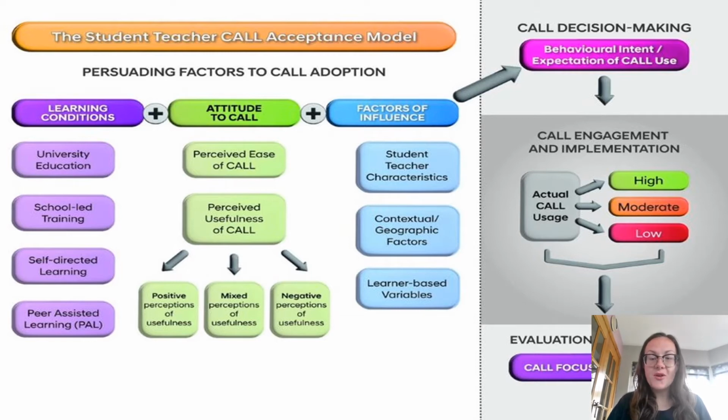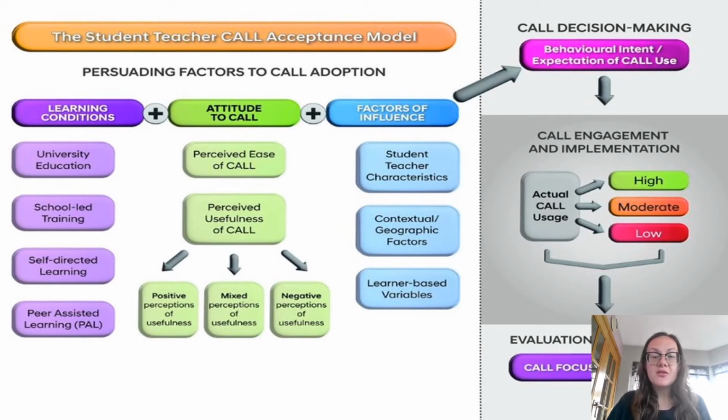Secondly, the attitude towards CALL, and this is so important because there's the perceived ease of CALL. So how easy or how complex do student teachers find CALL adoption, because that will influence their decision to adopt or reject CALL. Finally, the perceived usefulness of CALL is also part of the attitude to CALL section, and that's in terms of positive, negative and mixed perceptions of CALL. So the more likely that student teachers exhibit a positive attitude towards CALL, the more likely it is that they will choose to utilise it in their modern foreign language classroom.